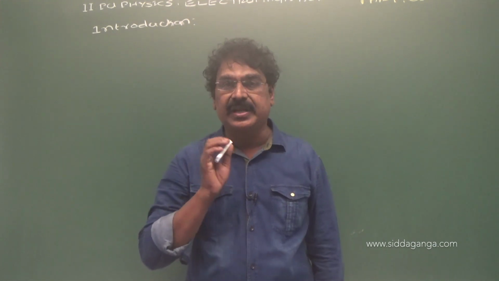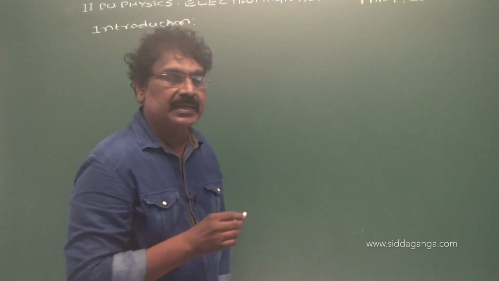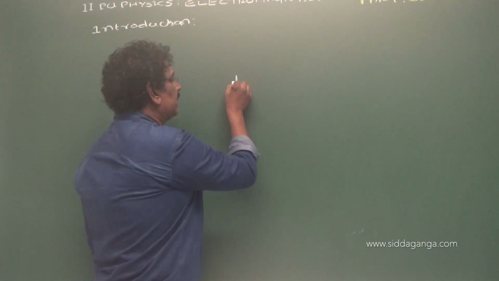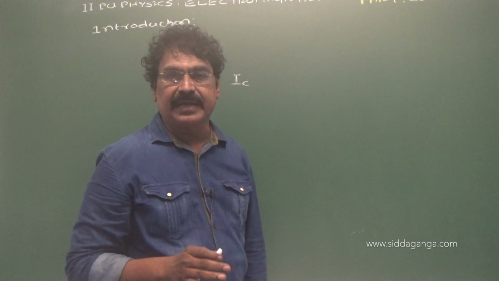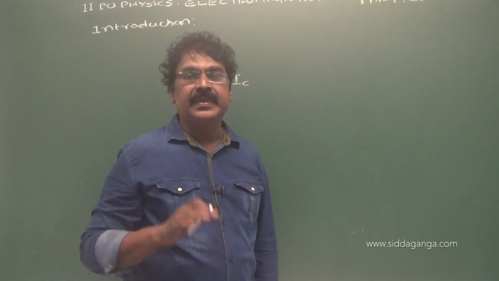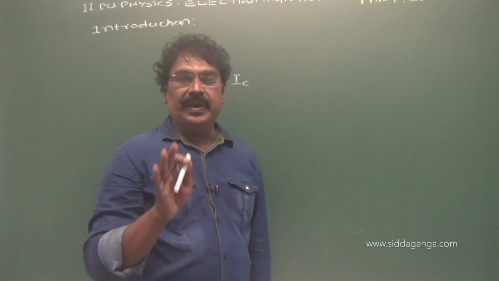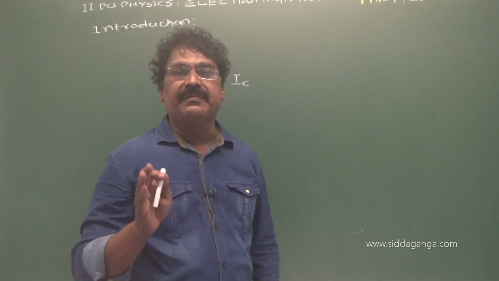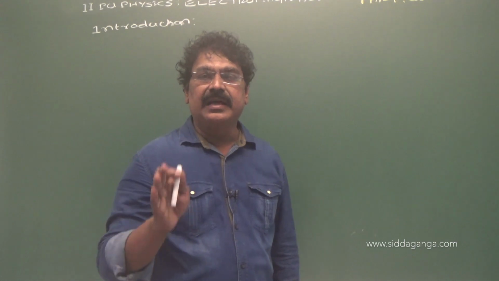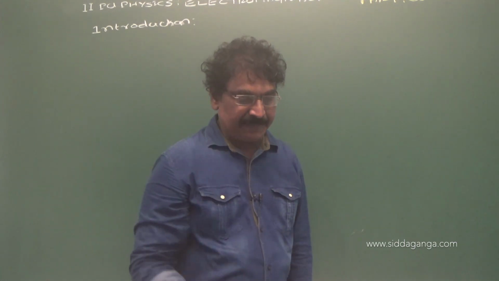Now for the sake of convenience, this electric current flowing through a metallic conducting wire is called conduction current, and from now onwards that conduction current is denoted by IC, right? Conduction current means it is the current flowing through a metallic conductor due to the flow of free electrons under a potential difference.